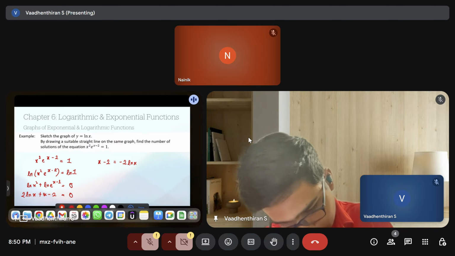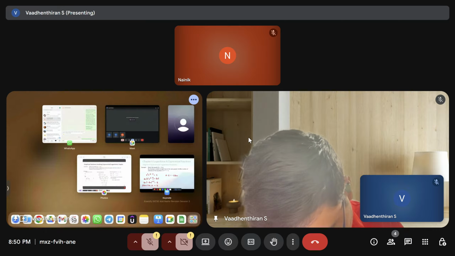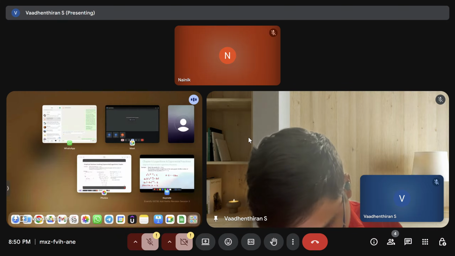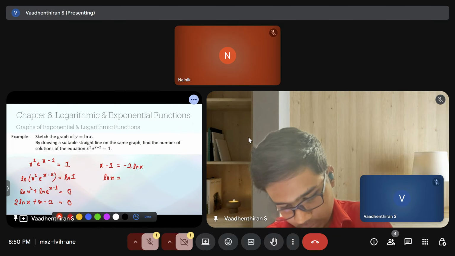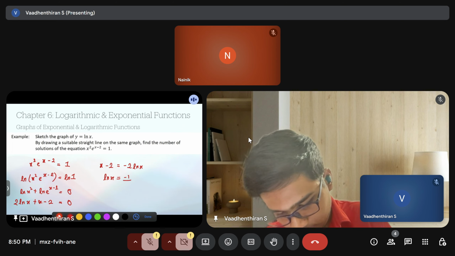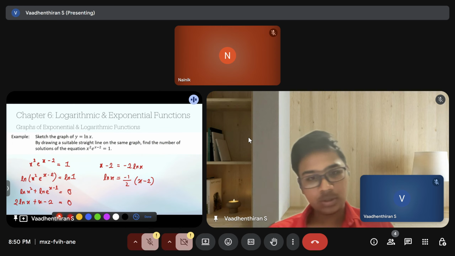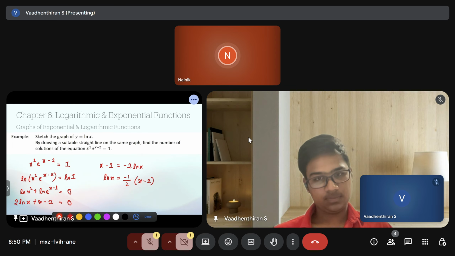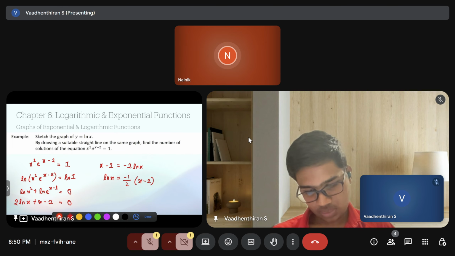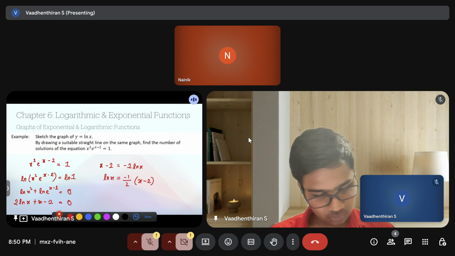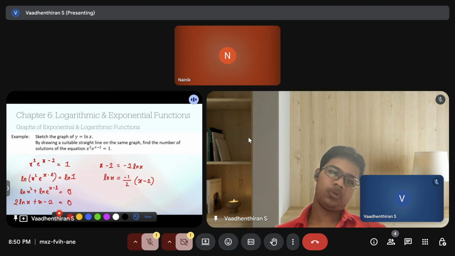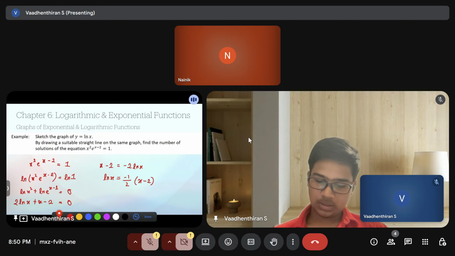And then what they're saying is ln x equals half of 2 minus x. Okay, so now you can make ln x equals negative half of x minus 2. Got it? Wait, so x minus 2 is equal to minus 2 ln x. I just moved this minus 2 into the right hand side. Oh, okay. And then you bring this negative 2 to the left hand side again.